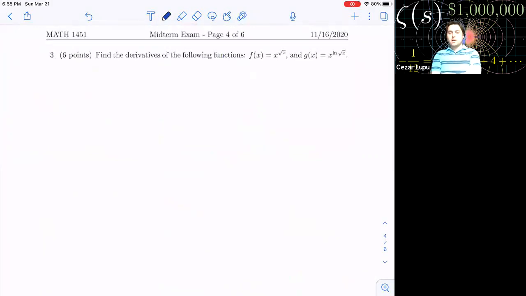And I think you had something, maybe not as hard as this, in your gateway exam. So we have the following functions. The first function, f of x, is x to the power square root of x. And the second function, g of x, is x to the power ln of square root of x. I want you to pay attention here. So think about it for a couple of minutes.